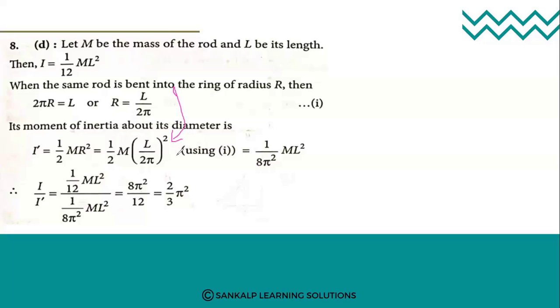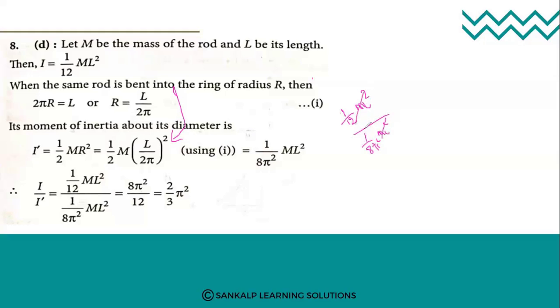Okay. So now here if you see, the 2 square will be 4. 4 into 2 will be 8. So therefore this is 1 by 8 pi square into ml square. Now we have the I and the I dash value. So when you take the ratio of I by I dash, what is I here? I value is 1 by 12 ml square and the I dash value is 1 upon 8 pi square ml square.